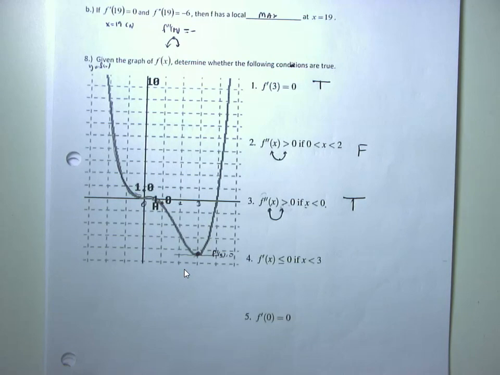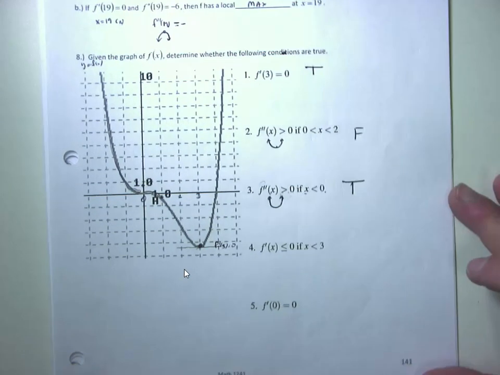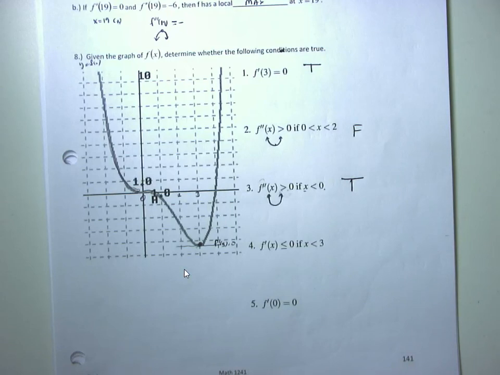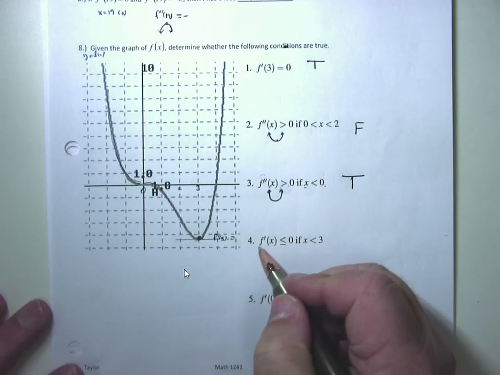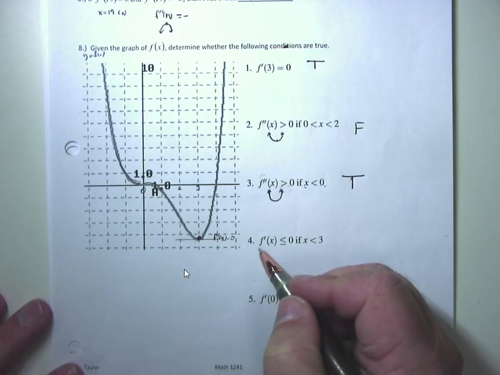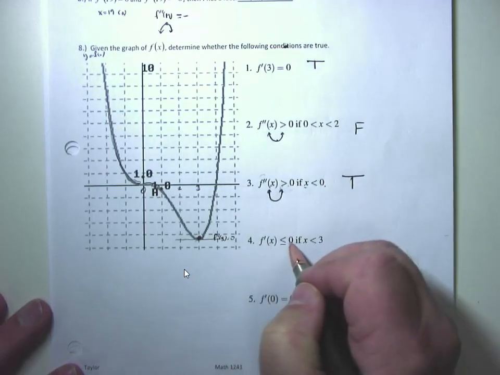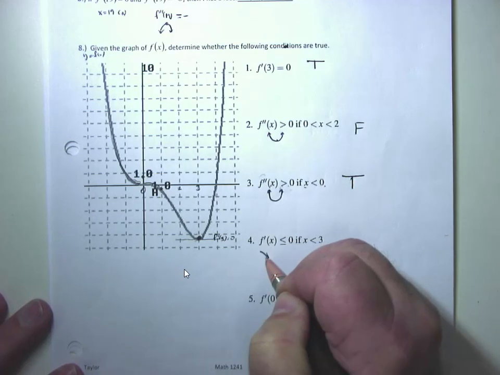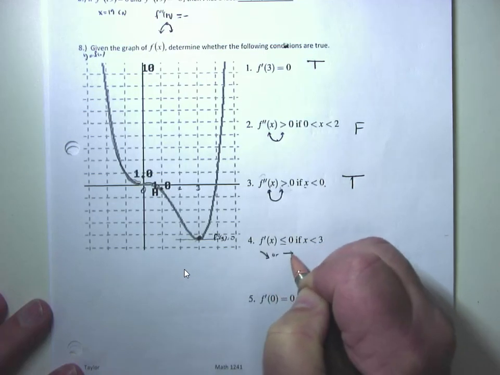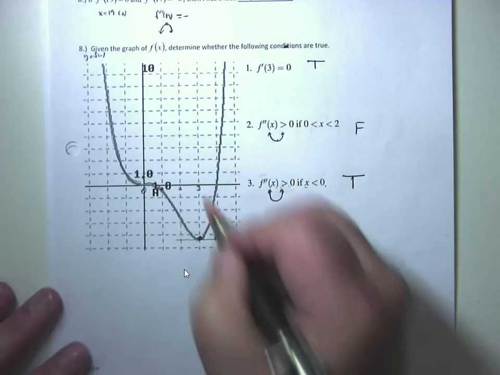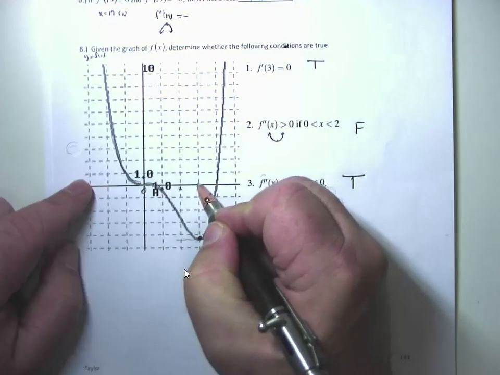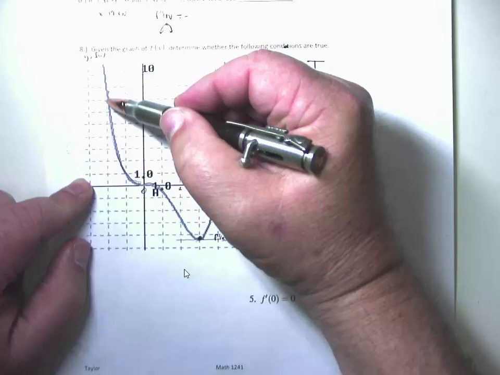Number 4. F prime of x is less than or equal to 0 if x is less than 3. Now, f prime measures what? Increase and decrease. For f prime to be less than or equal to 0, that means I've got to be decreasing or at least a horizontal tangent line. Does that make sense? For x is less than 3. Here's 3. Look at x is less than 3. What's the graph doing? It's decreasing.